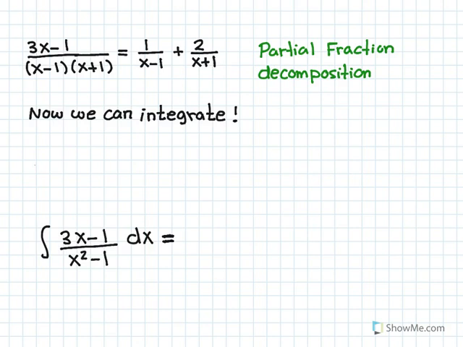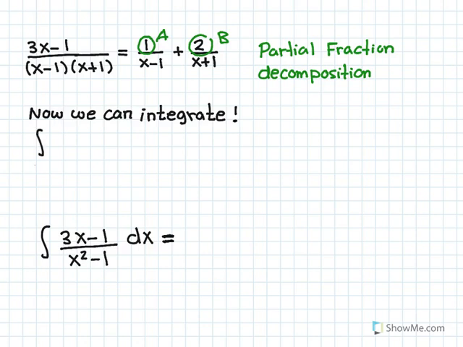So what we have shown is that 3x minus 1 divided by x minus 1 times x plus 1 is equal to 1 over x minus 1 plus 2 over x plus 1. This part here is what we had for a. We solved for a, and this part is b. So now we're able to integrate.